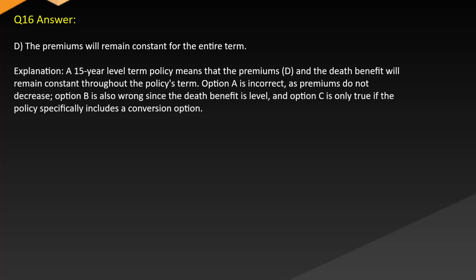Answer: D. The premiums will remain constant for the entire term. Explanation: a 15-year level term policy means that the premiums (D) and the death benefit will remain constant throughout the policy's term. Option A is incorrect, as premiums do not decrease. Option B is also wrong, since the death benefit is level, and option C is only true if the policy specifically includes a conversion option.